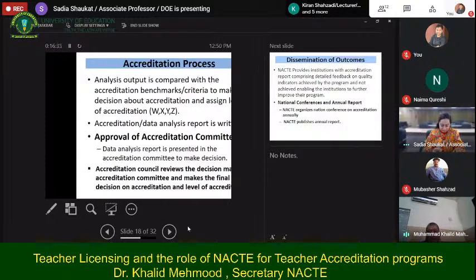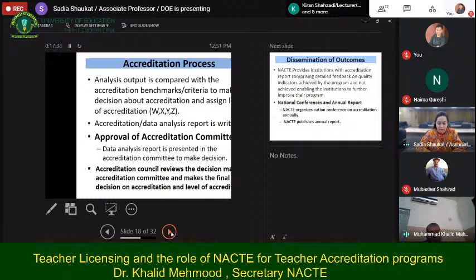Now, if an institution has qualified 90 out of 152 quality indicators, what should we do? Then we compare these qualified indicators with our benchmarks. The benchmarks specify the minimum level of indicators, what indicators are required for Y level, what indicators are required for X level, and so on. So we compare that input with our benchmarks and decide what level should be assigned to the program, whether it should be accredited or not. And if it should be accredited, then what level should be assigned? Lowest is Z, then Y, X, and W.